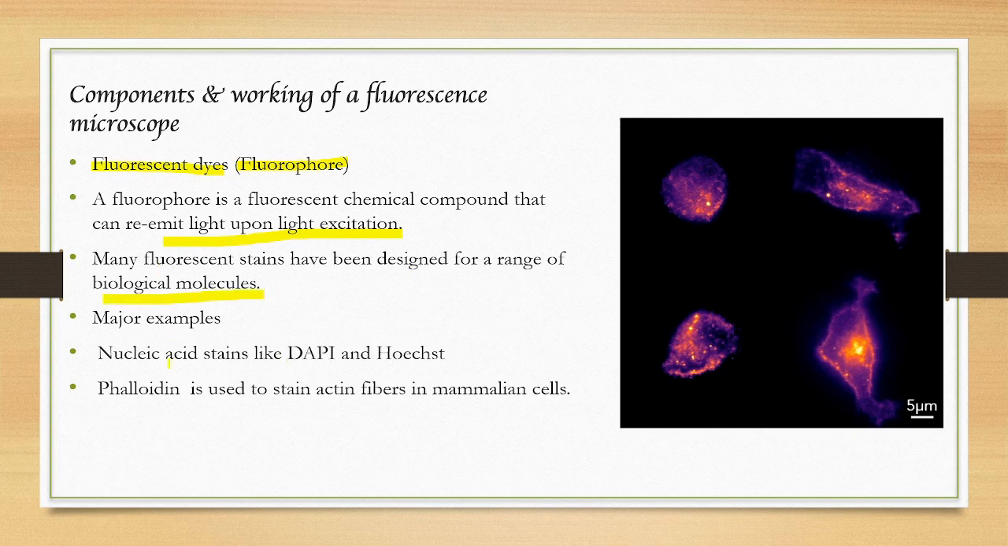Some of the examples are that nucleic acid can be stained through DAPI and Hoechst. These are the two fluorescent markers which can be used to stain the nucleic acid. Phalloidin is used to stain the actin fibers in mammalian cells. So these are the fluorescent images obtained through the fluorescent microscope.